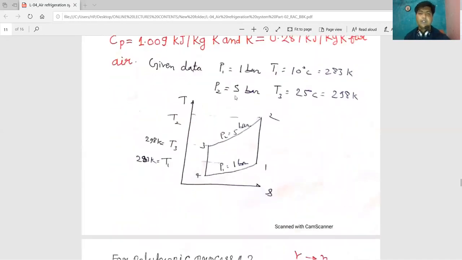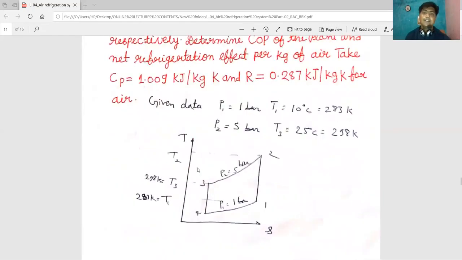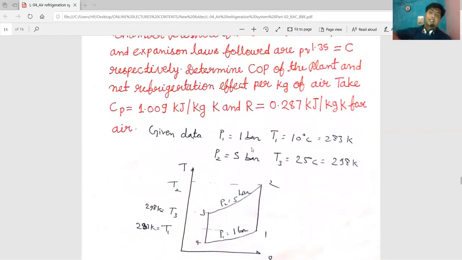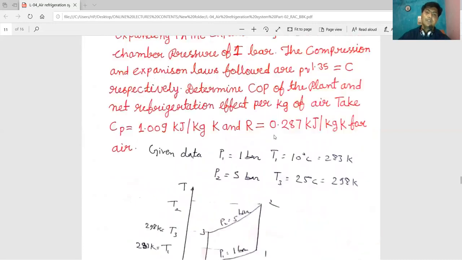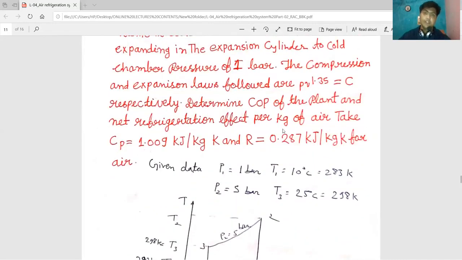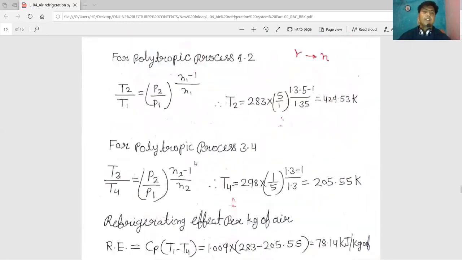So given data is P1, P2, T1, T3, and we'll draw the TS diagram. The change is that it is a non-isentropic process. Here in the numerical it is a non-isentropic process, because it follows PV raised to 1.35 equal to constant for both compression and expansion. So we use this value 1.35 instead of 1.4. So for polytropic process 1 to 2, gamma is replaced by n, T2 by T1 equals P2 by P1 raised to n1 minus 1 divided by n1. So we calculate T2, that is 29.53 Kelvin.